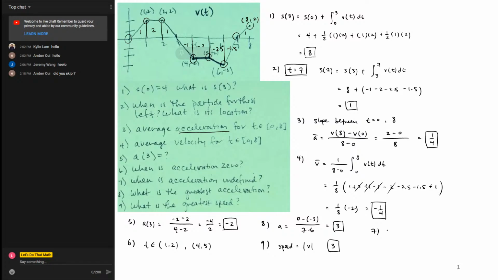So we can say it's a set of values including 0, 1, 2, 4, 5, 6, 7, 8. Only one that's not is 3 because 3 is part of a straight line.